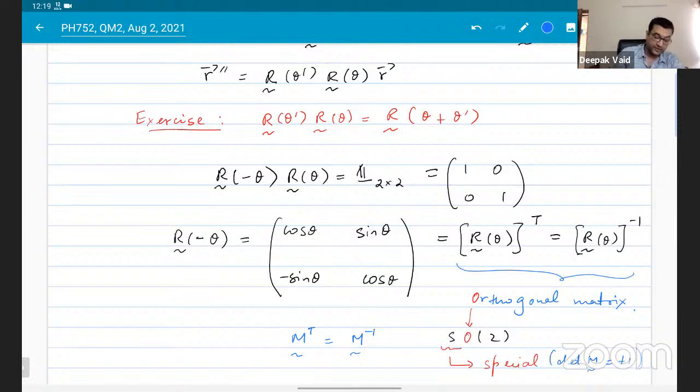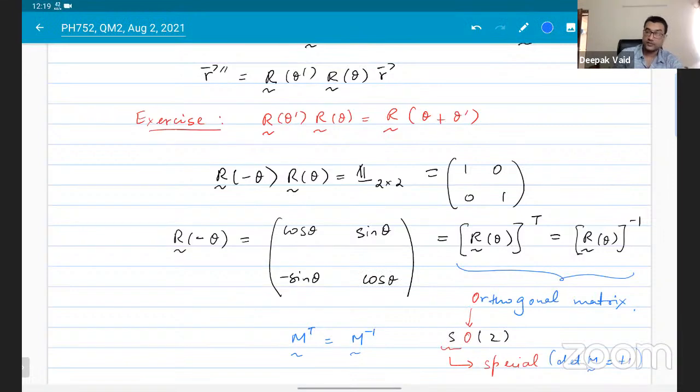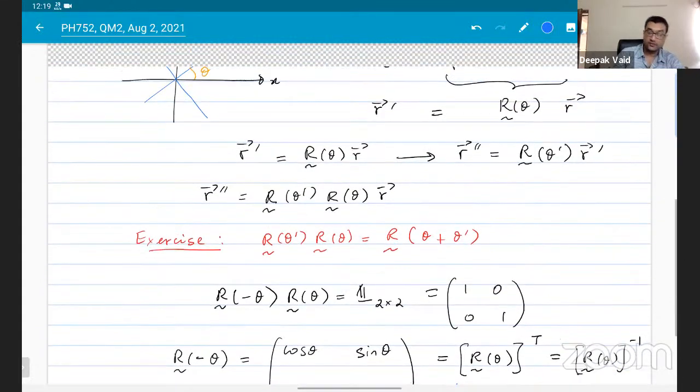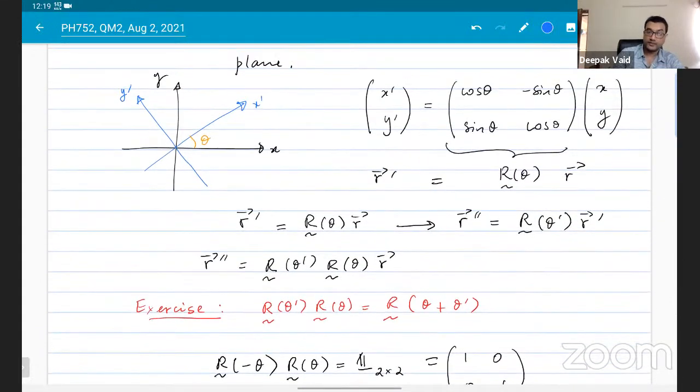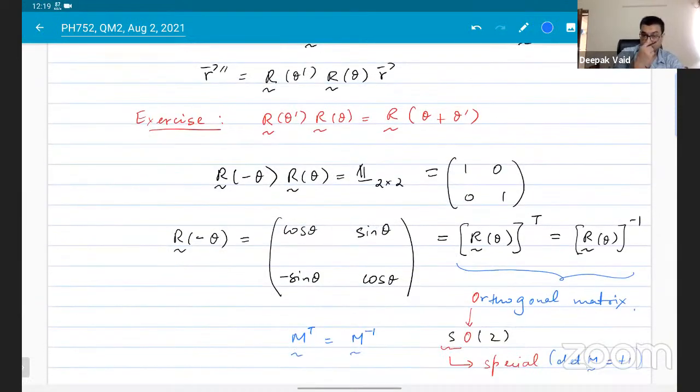Again, you can check that very easily. You take the determinant of this matrix, it will be cosine squared theta plus sine squared theta, which is equal to 1. So this is the group of special orthogonal 2 by 2 matrices. Is this okay? If you have any questions, please ask me, okay?